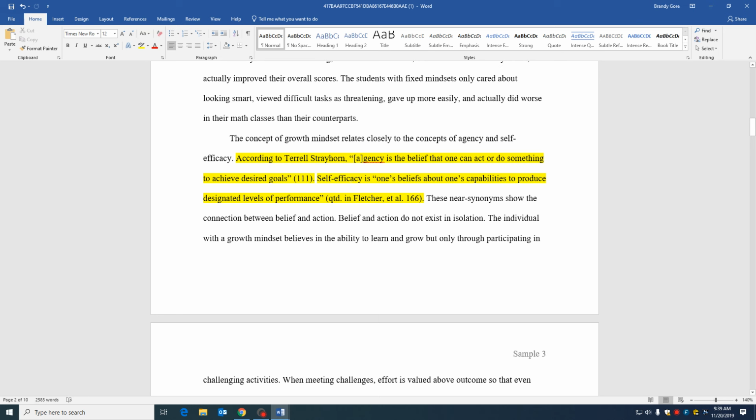Now, when you quote a quote, is what I call it, when you quote something that has been quoted in your source, there is a way to do that. Okay, so study your MLA textbook section 4A. Go find that rule. This self-efficacy is one's beliefs about one's capabilities to produce designated levels of performance. I'm not sure who originally said it, but if I go back to Fletcher and others, then I can trace back the original reference. So make sure that you do this properly.